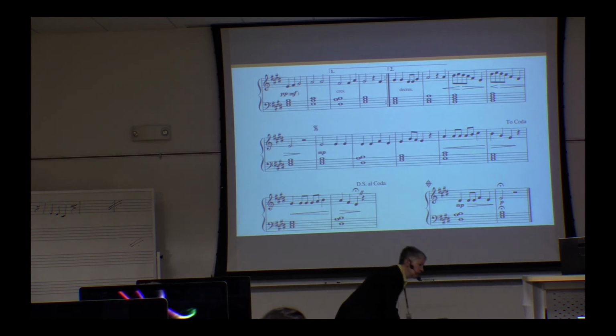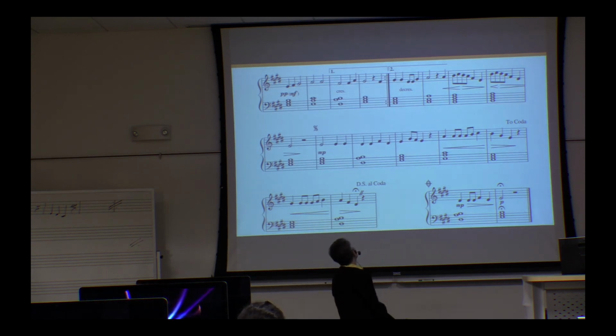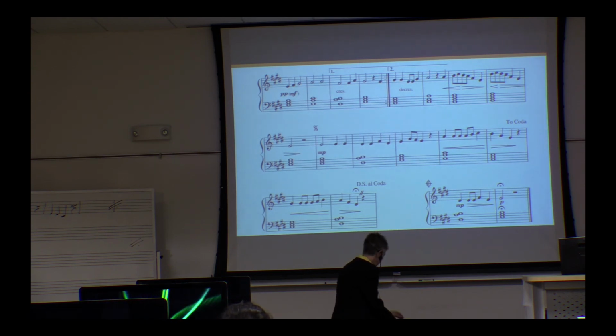Here I go, from the beginning, without a pedal. And I'm in E major. Pianissimo. Where am I? First ending, I should be getting louder. Crescendo. Where am I going? Back to the beginning. Now I'm mezzo forte. Where am I going now? Second ending, and I'm going to decrescendo. This is really soft. Crescendo, decrescendo.